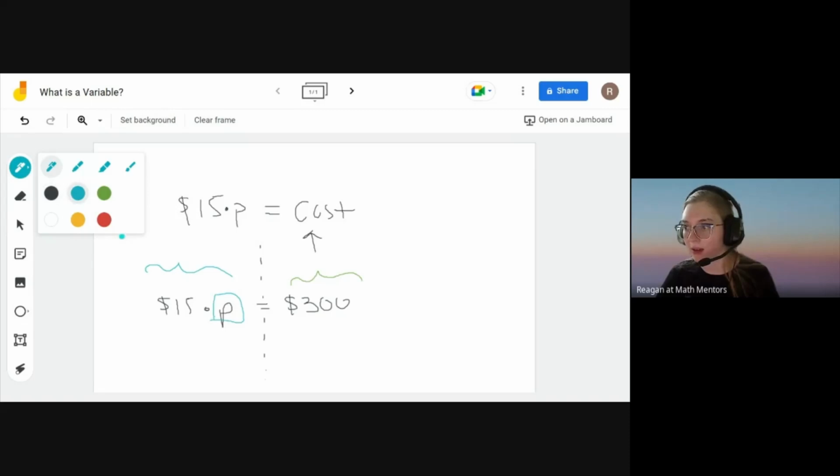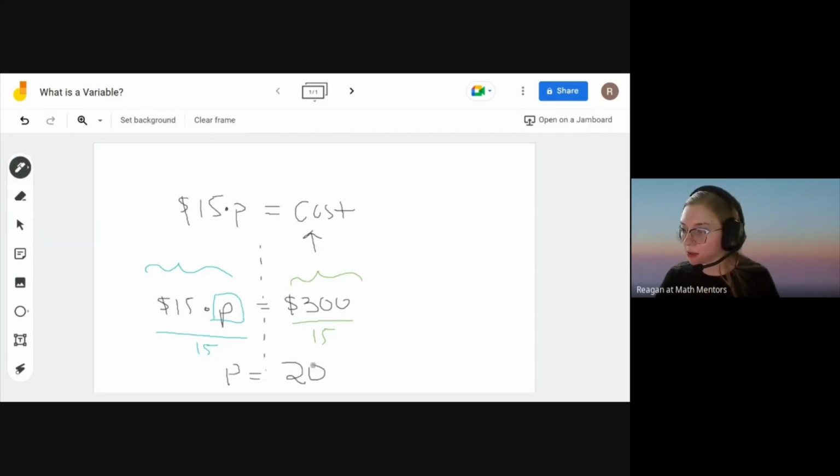So right here we have 15 times p. So right here, I would divide by 15. But again, if I do it to one side, I also have to do it to the other. So I divide 300 by 15 as well. And this would leave me, again, if we do some sneaky quick math, p is equal to 20. So with my $300 paycheck, I could get 20 pizzas, which is a lot of pizzas, but I guess I'd have to have a lot of friends to enjoy that.